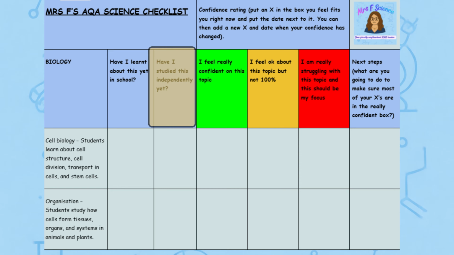I would then make a column that says, have I studied this independently yet? So this is, have I sat at home or in a revision club or in homework club or with my friends, and have I looked at this topic independently from the classroom yet?